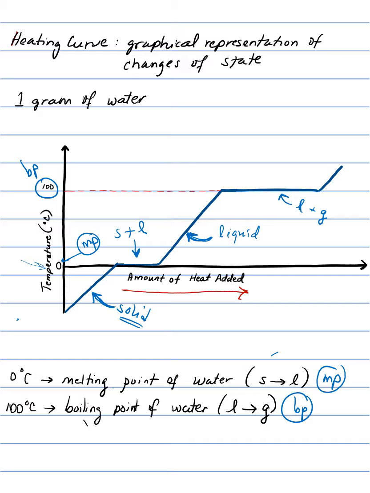Melting and boiling points are both examples of intensive properties, which are physical properties that are not dependent on the size or the mass of your sample. So melting point and boiling point is not just for 1 gram of water, it's for any amount of water.